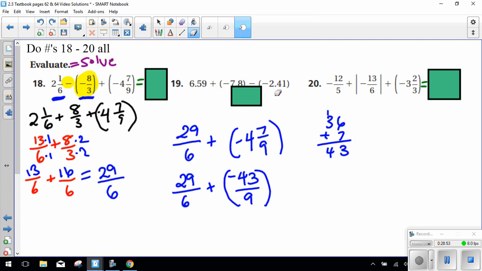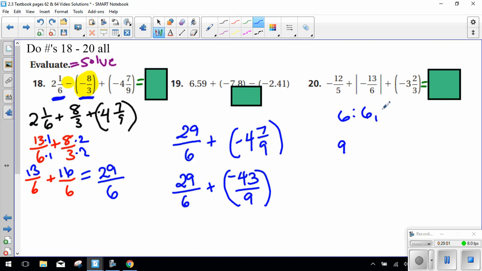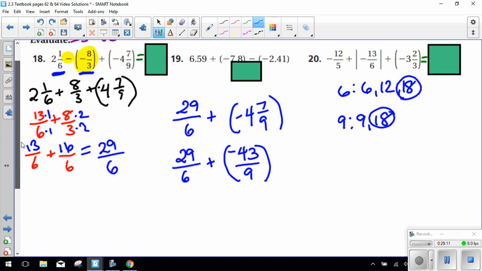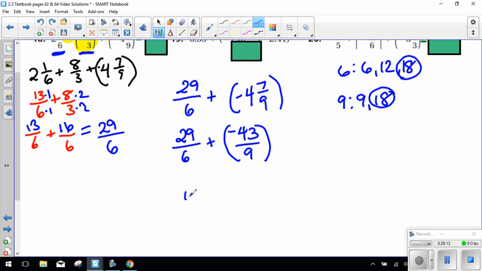Okay. Now I'm going to find a common denominator between 6 and 9. So 6 times 1 is 6, times 2 is 12, times 3 is 18. There's my common denominator. Okay, so I'm going to take these 2 fractions and rewrite them out of 18.